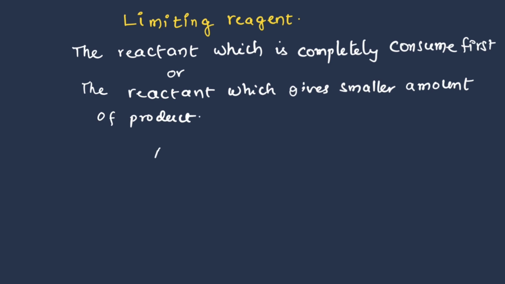Now I am taking one example. A plus B gives products. One is 5 mole, another is 2 mole, both having the same stoichiometric coefficient. Now product is not formed at initial t equal to 0 time. Then which is the smaller amount? Generally B is given here. Therefore this is called limiting reagent, LR, and this is called excess reagent.